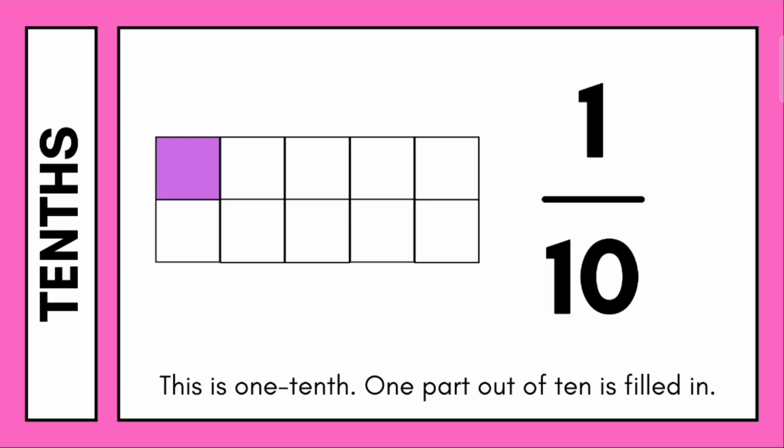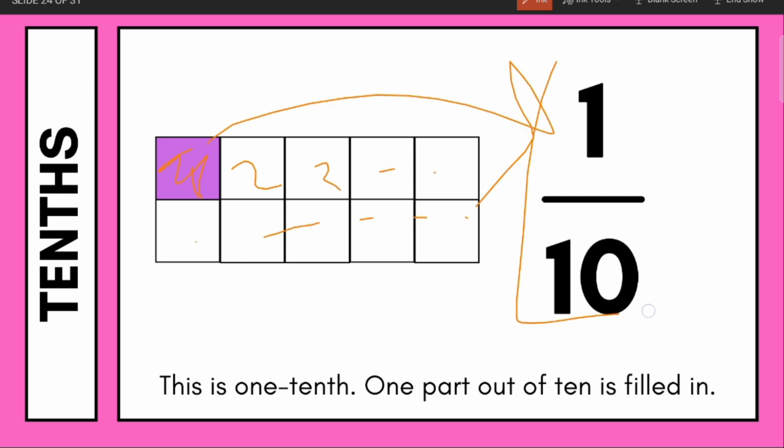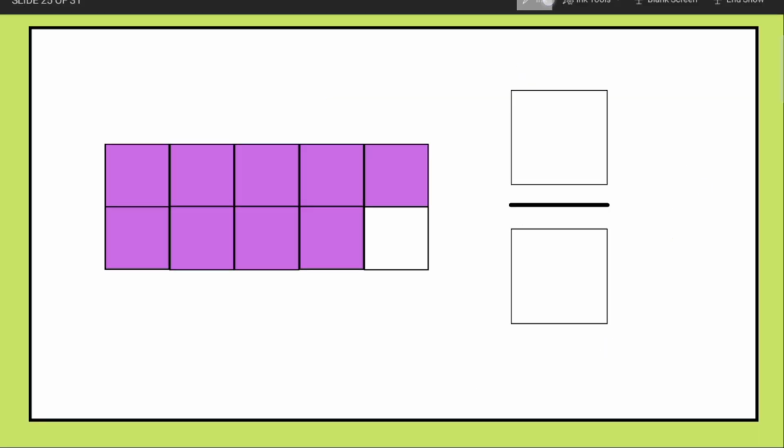Let's move on. Now the tens. So when we have 10 parts, 1, 2, 3, 4, 5, 6, 7, 8, 9, 10, only 1 is selected, then it is 1 upon 10. Okay, understood? So can you tell me this question's answer?